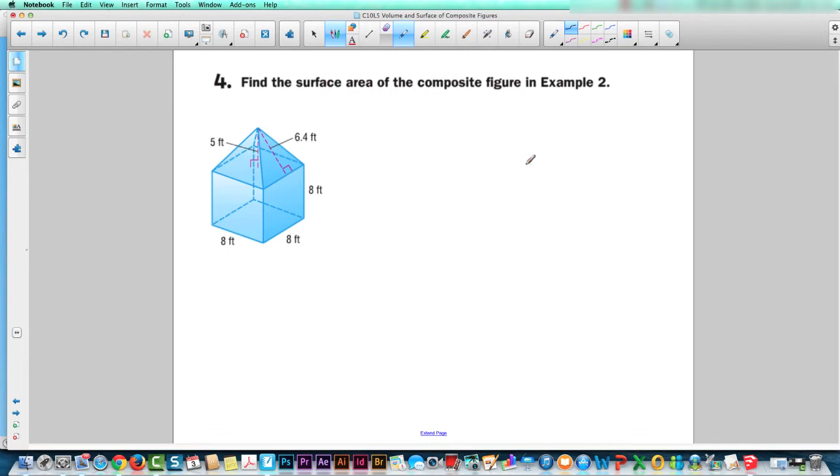surface if you can. So right now, I'm looking at this face here, and I notice it's an 8 by 8. So I have an 8 by 8.